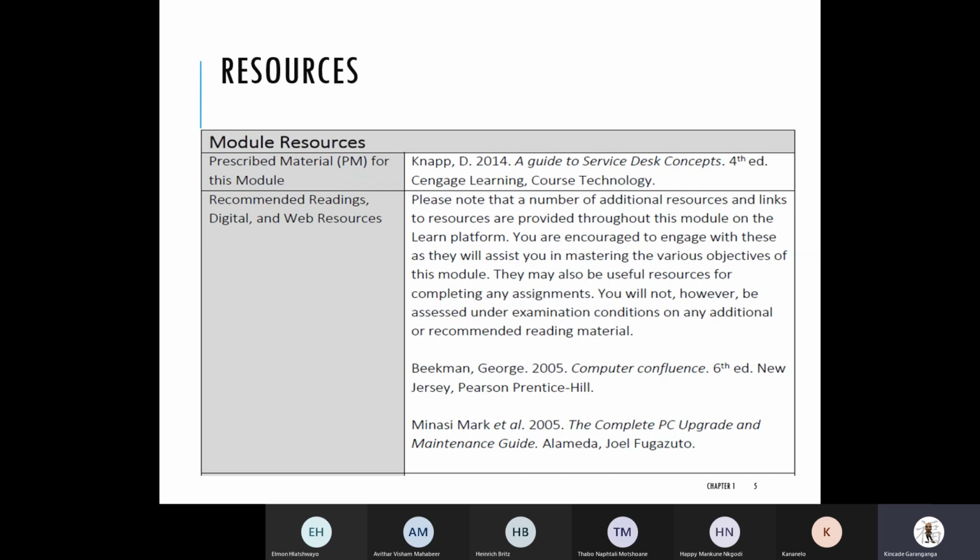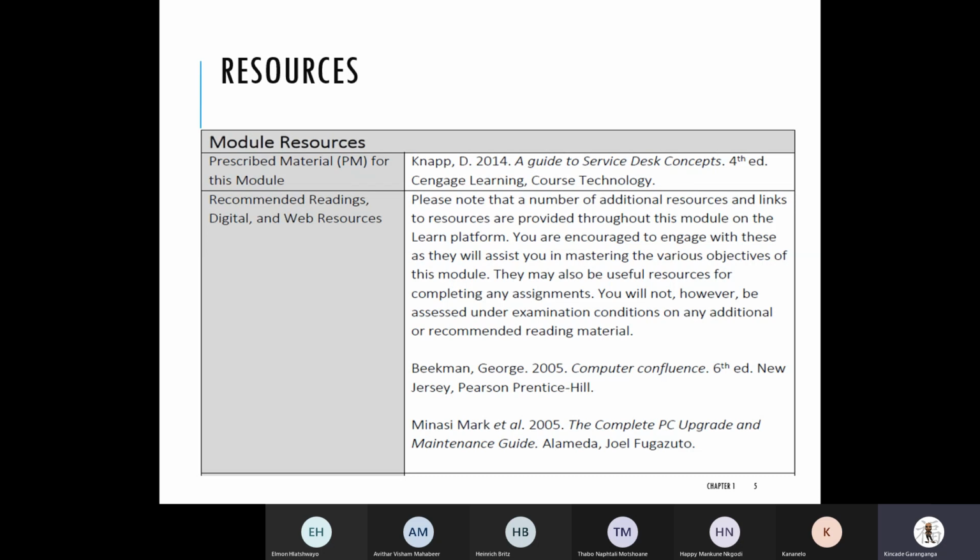So you're going to be looking at A Guide to Service Desk Concepts, the 4th edition, and the author there is Donna Knapp. That's the prescribed textbook, or the main material that you need to be looking at. But you also have other recommended readings, both digital and literally web sources that you'll find in that regard.